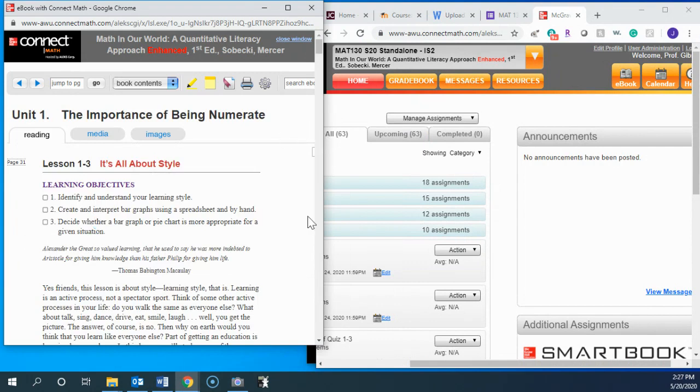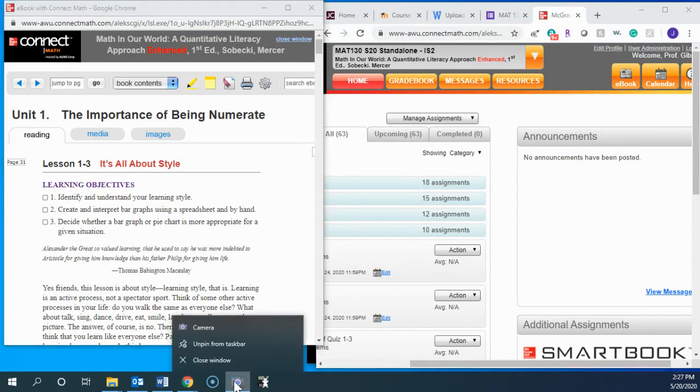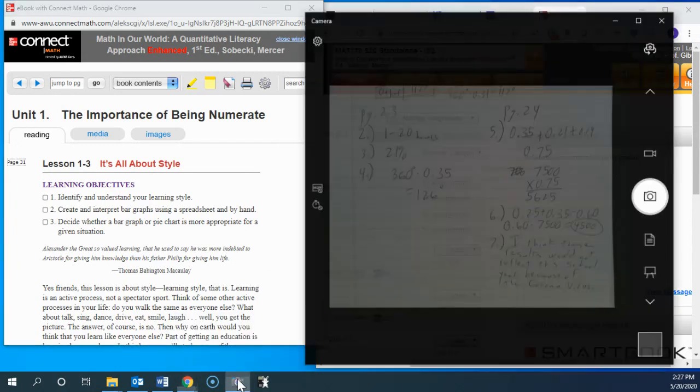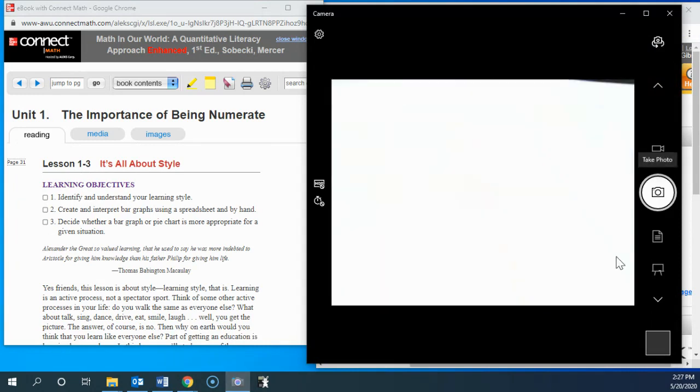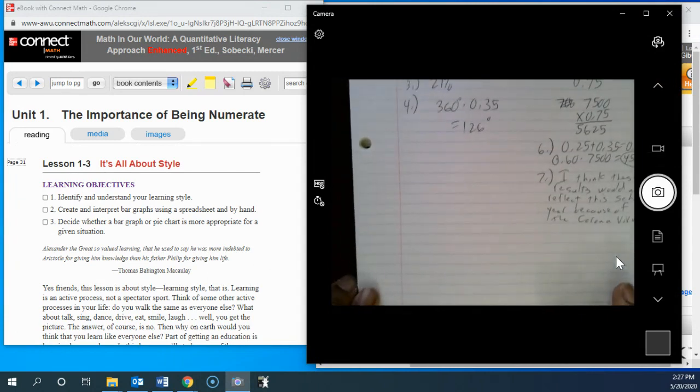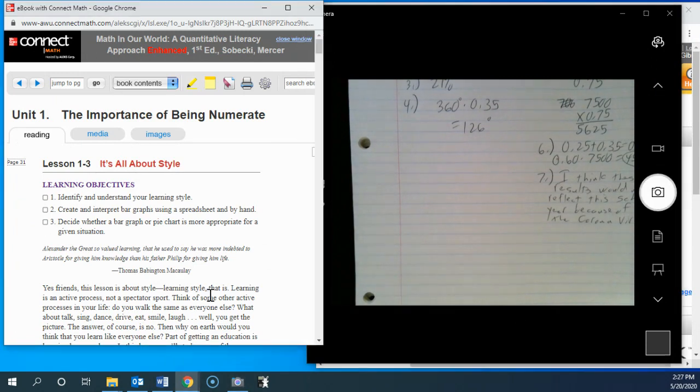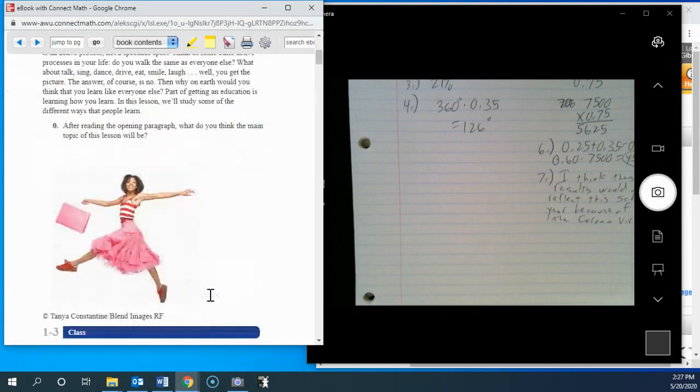All right, 1-3 actually starts on page 31. It says here, it's all about style. Learning objectives: to identify and understand your learning style, to create and interpret bar graphs using spreadsheet and by hand, and to decide whether a bar graph or pie chart is more appropriate for a given situation. Okay, so we're going to scroll down here.